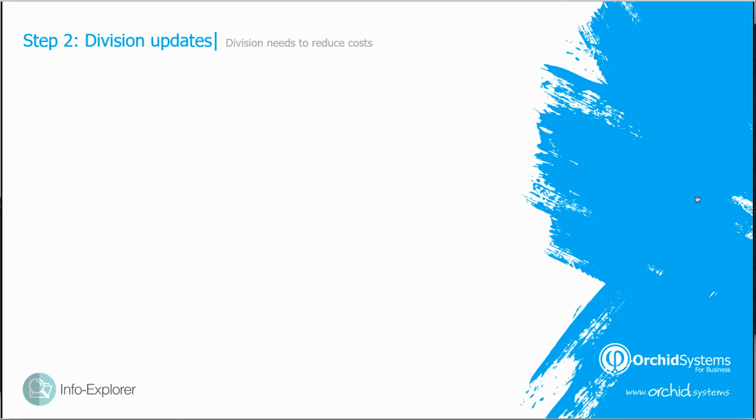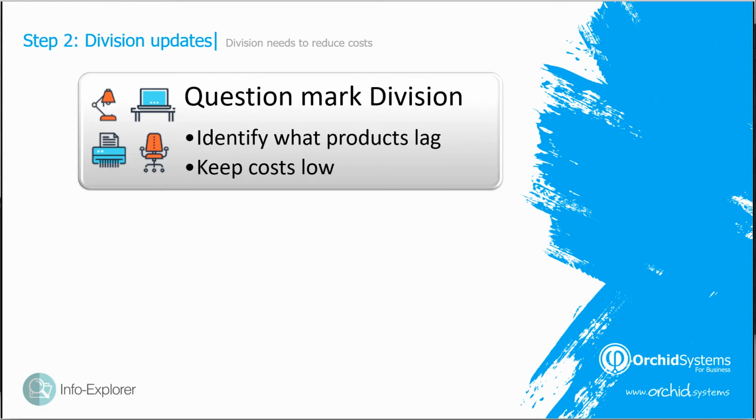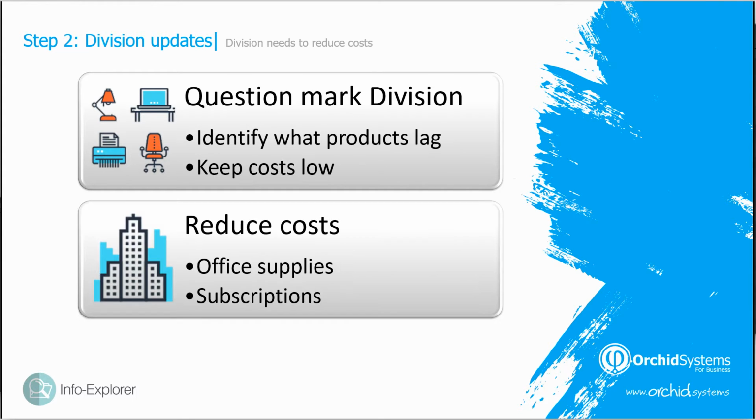First division will need to reduce their costs because they're towards the end of their product life cycle. So the question mark division will need to identify why products lag, and they will need to keep the costs low. In particular, their office supplies and their subscriptions. So we'll have a look at how to use different spread methods in Info-Explorer Writeback to achieve this as efficiently as possible.